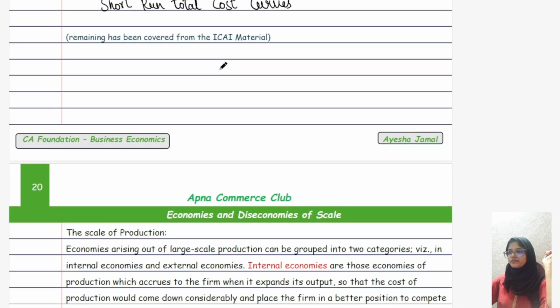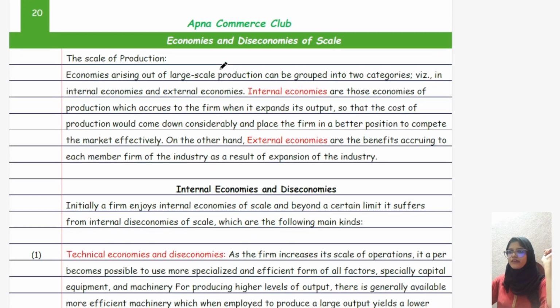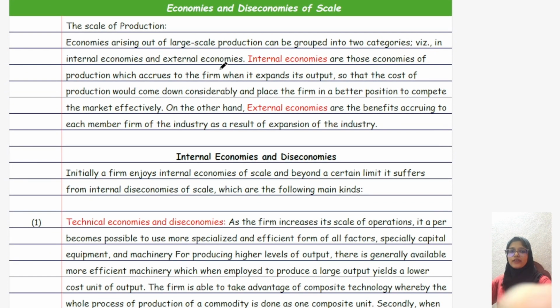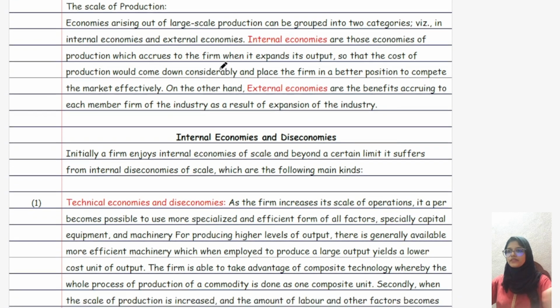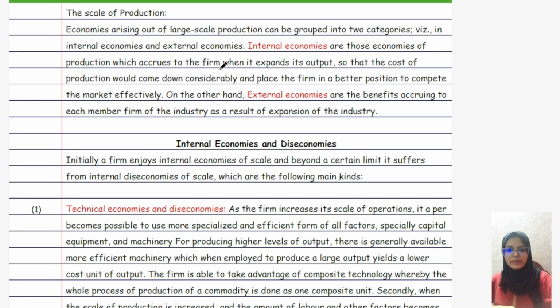Okay. Then we have economies and diseconomies of scale. What is this? Here, in economies and diseconomies of scale, we'll be seeing the internal problems or the external problems a business faces, and how they overcome this. Diseconomies are nothing but disadvantages in economies.